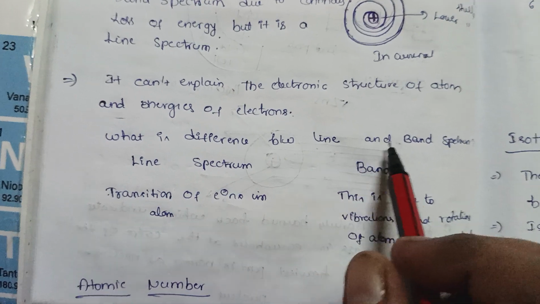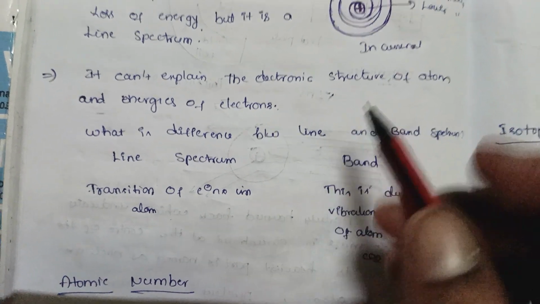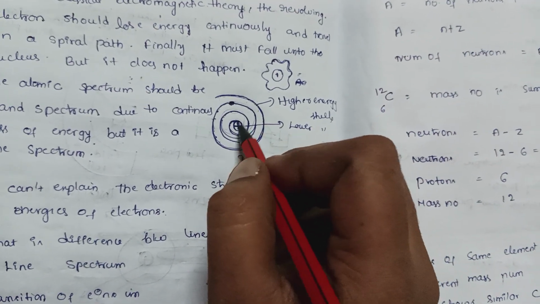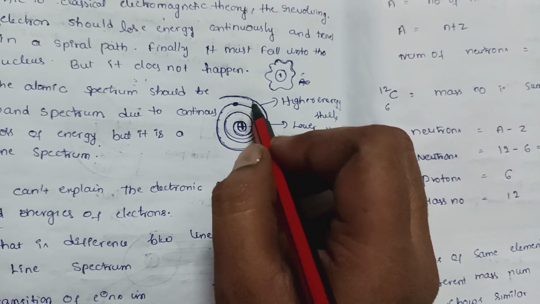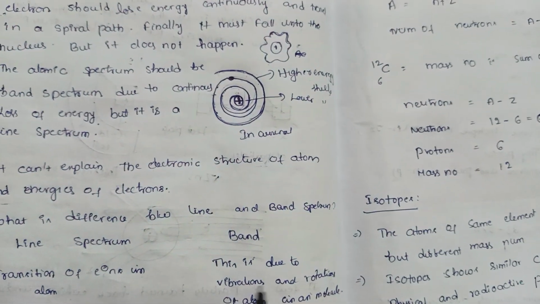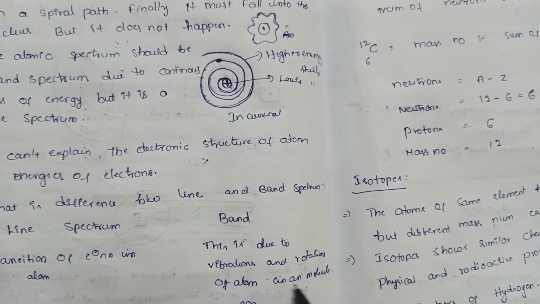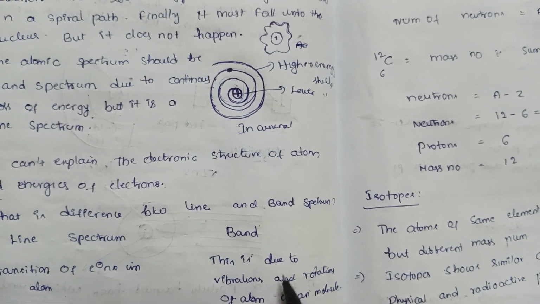What is the difference between line and band spectrum? Line spectrum means transition of electrons in an atom: this is a higher energy level, this is a lower energy level. Electrons transition between the higher energy level and the lower energy level, and that gives a line spectrum. And band spectrum means vibrations and rotations of atoms in a molecule. It will give a band spectrum.